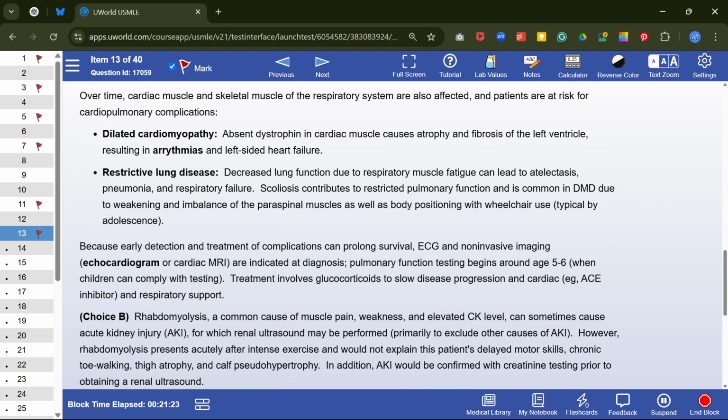Because early detection and treatment of complications can prolong survival, ECG and non-invasive imaging, echocardiogram, and cardiac MRI are indicated at diagnosis. Pulmonary function testing begins around age 5 to 6, when children can comply with testing. Treatment involves glucocorticoids to slow the disease progression, cardiac ACE inhibitor, and respiratory support.